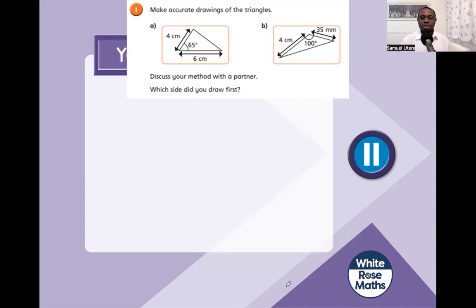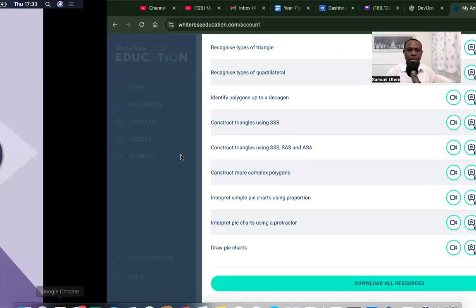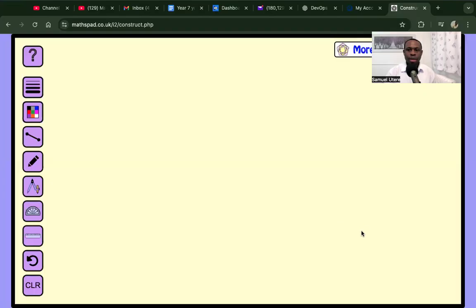I'm going to move in between screens, so I'm going to switch over and share my screen. I think I'm going to have to share the entire desktop. So let's head over to MathsPad, okay? What we're doing here, make sure you do exactly the same thing. We want to construct this triangle: 4 centimeter, this will be 6 centimeter, and this will be 65 degrees, just to make sure I don't forget.